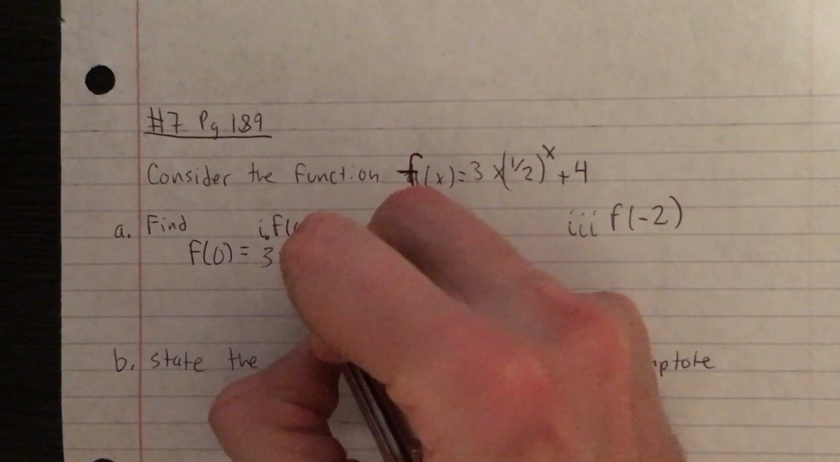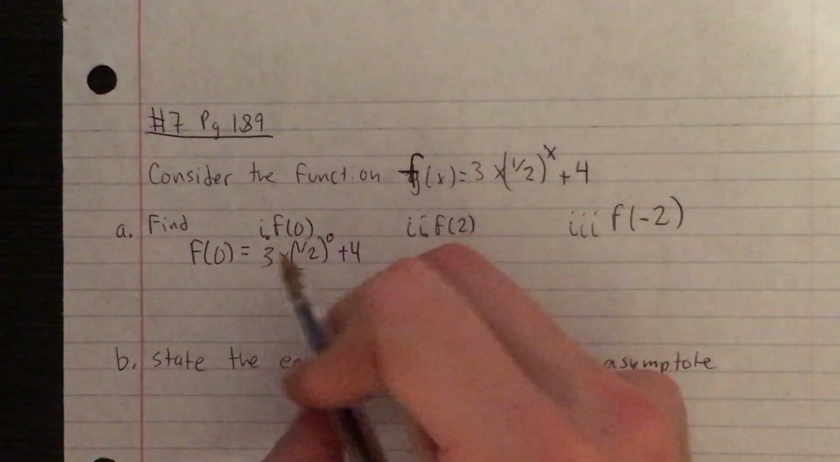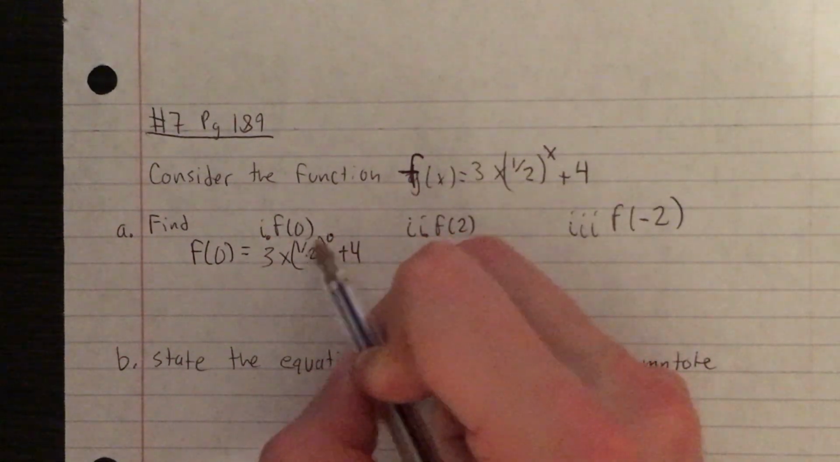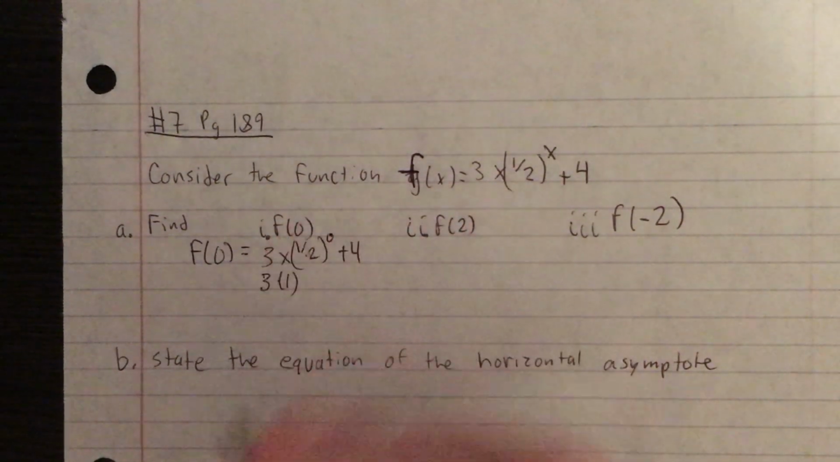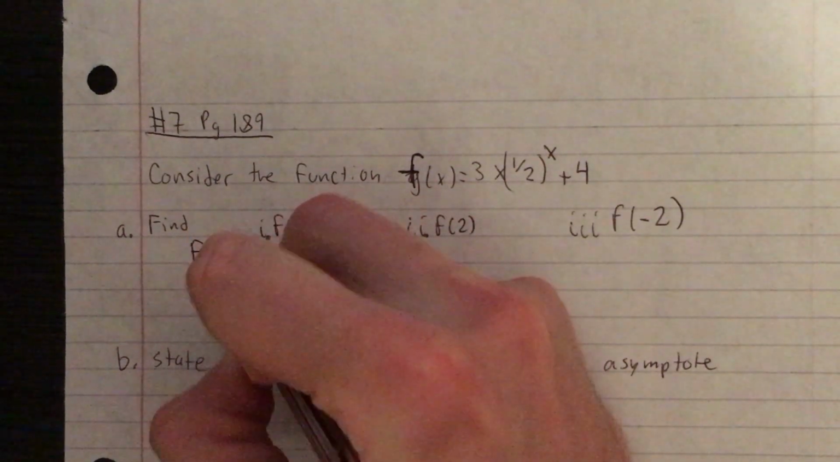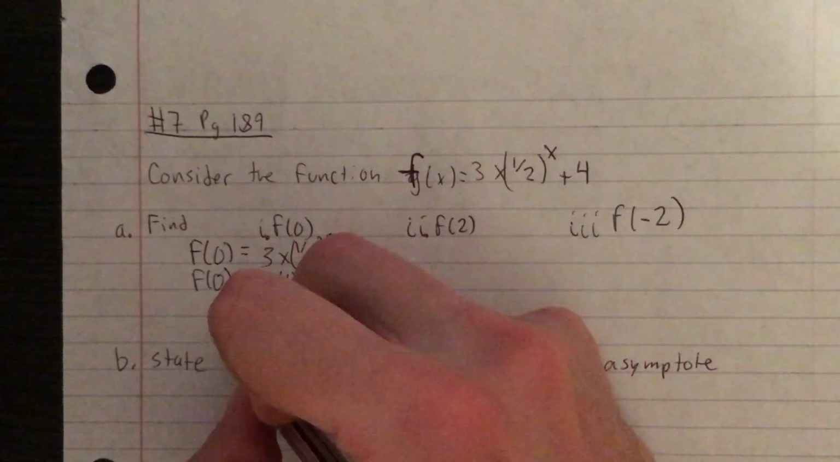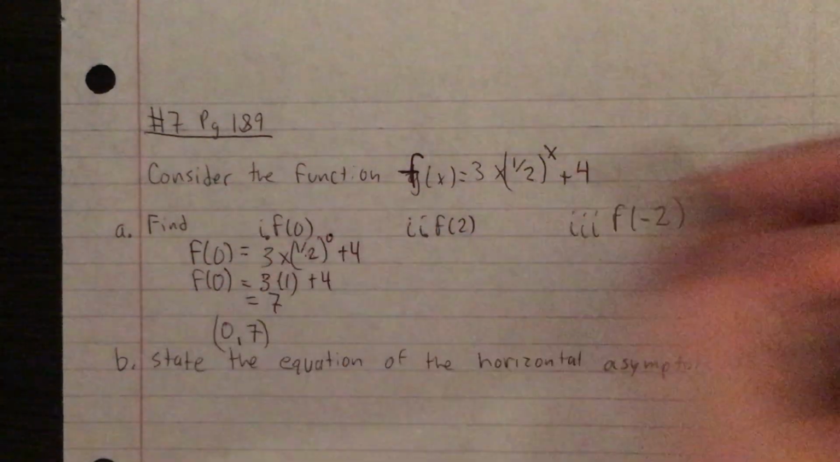So we've got f of 0 is 3 times 1/2 to the 0 power plus 4. Well, anything to the 0 power is going to be 1. So we've got 3 times 1 plus 4 equals f of 0. That means that our y-intercept here is going to be 7. So we got the coordinate (0, 7).